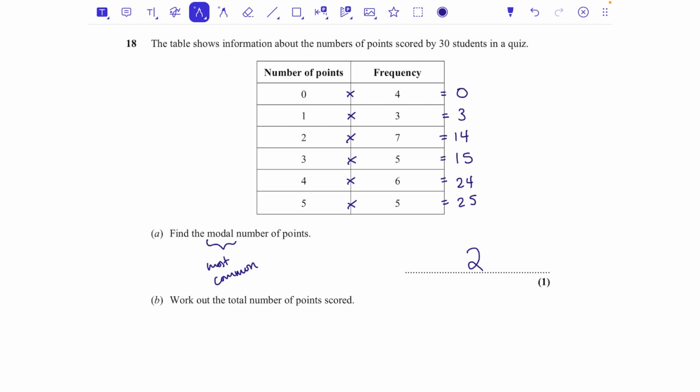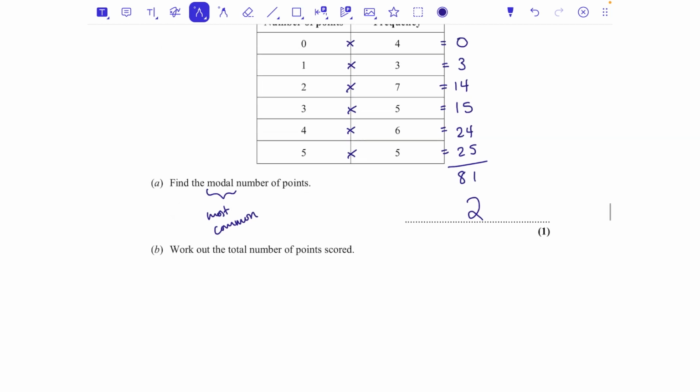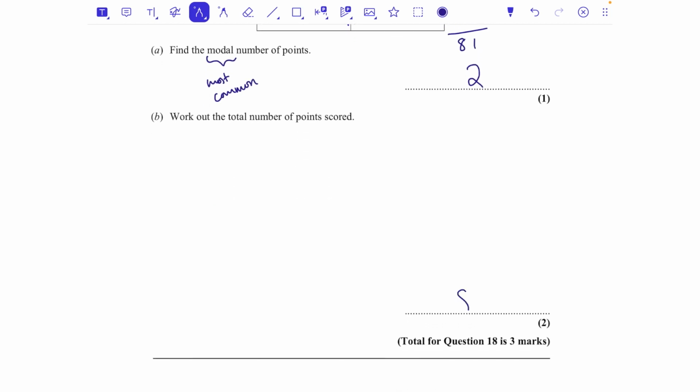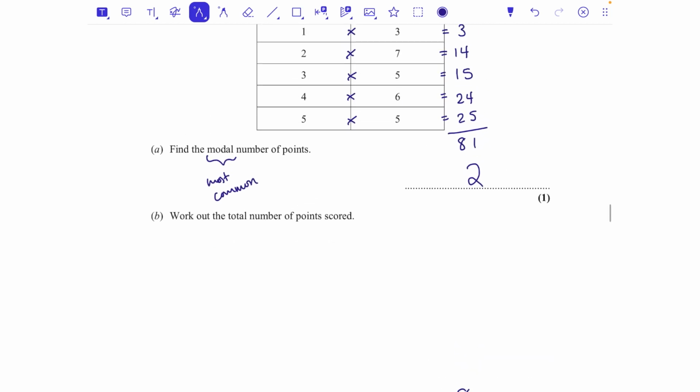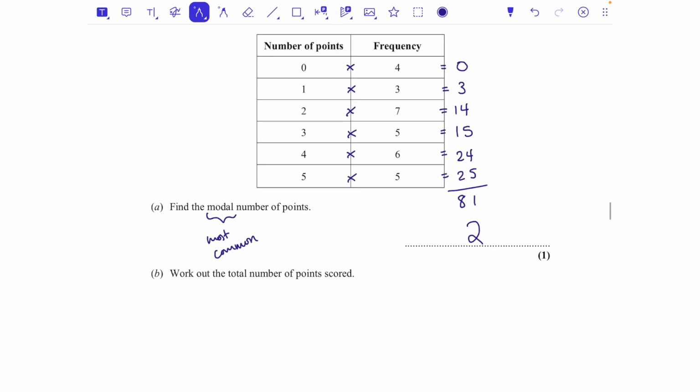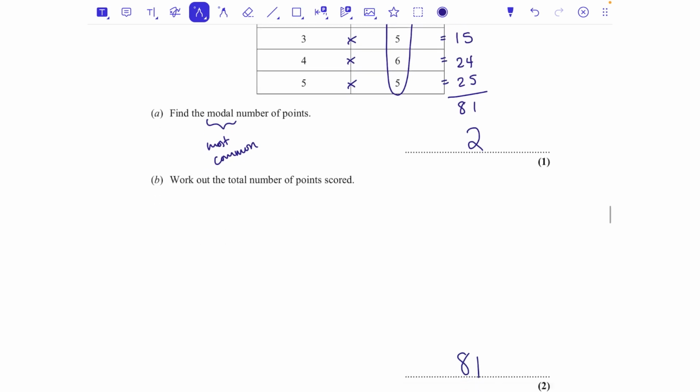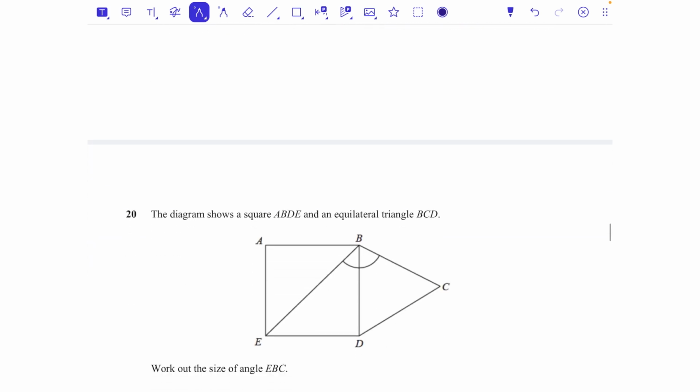Adding all of those values together, I'm going to use my calculator. 0, add 3, add 14, add 15, add 24, add 25 is 81. That would be the total number of points scored. If they ever asked you for the mean, you'd then have to divide that by how many people there are, which would be that column added up. But they just wanted the total number of points here, so 81.